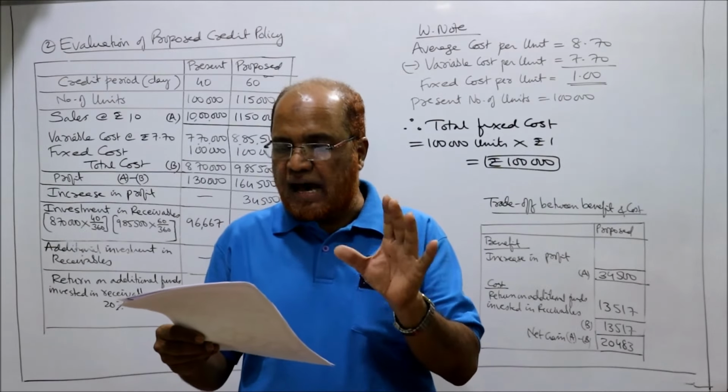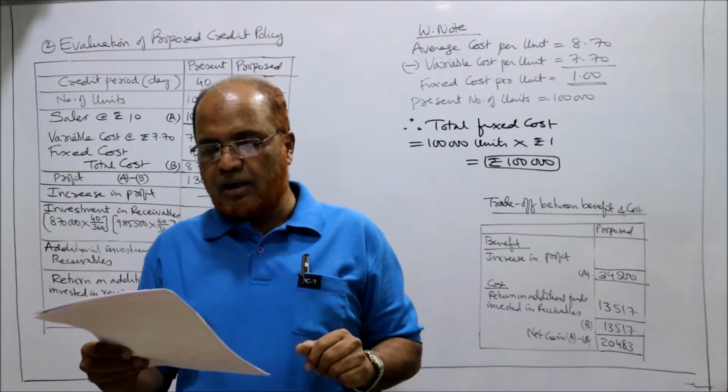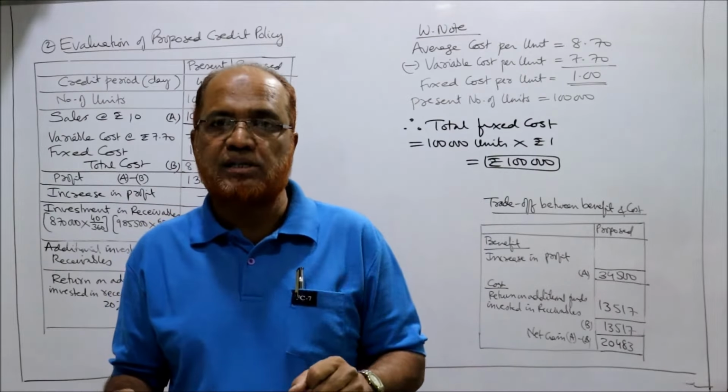At present, the company's average collection period is 30 days and bad debts are 2% on sales. Same as the previous two problems.